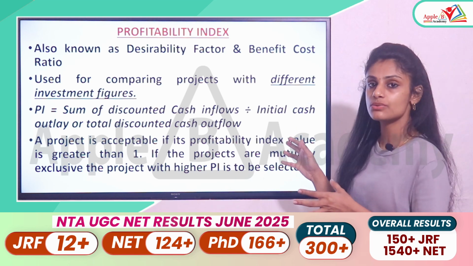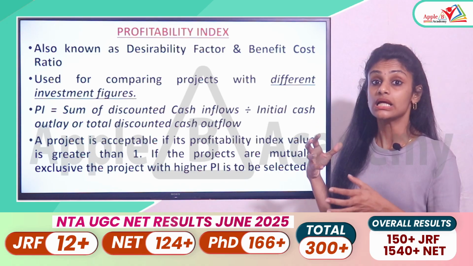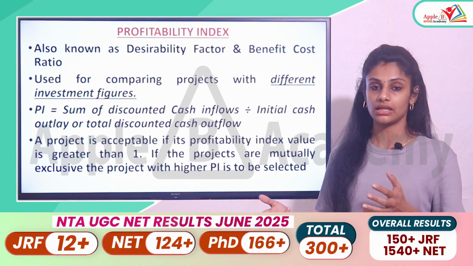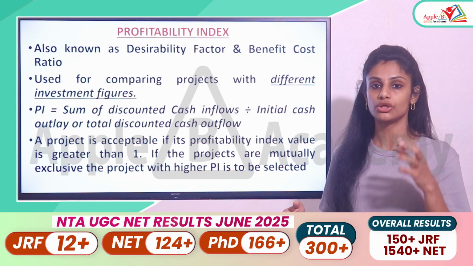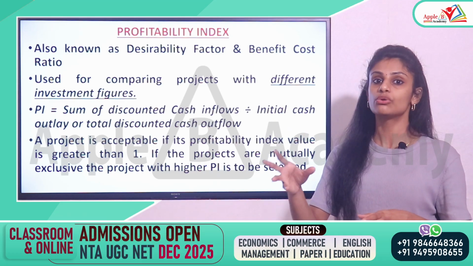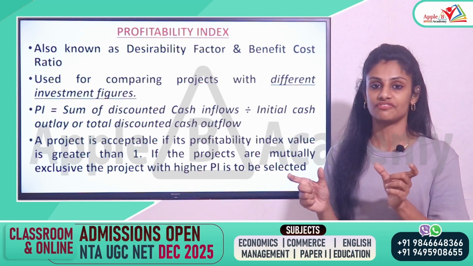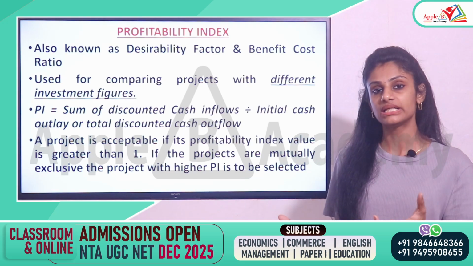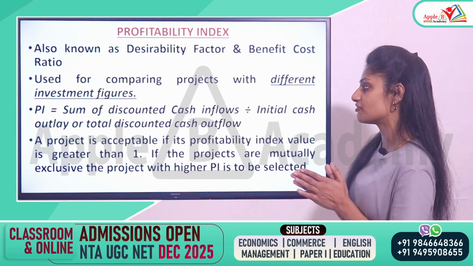We mostly use this profitability index in cases where the investment figures are different. That means for investing in project A you need 10 lakh, and for investing in project B you need 12 lakh. So the investment amount is different. In that case, to get to a better decision, it's always better to go for profitability index.